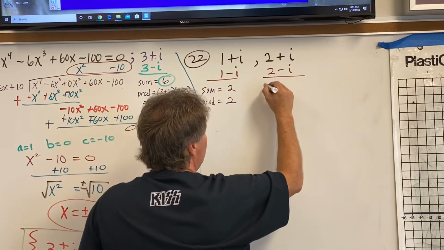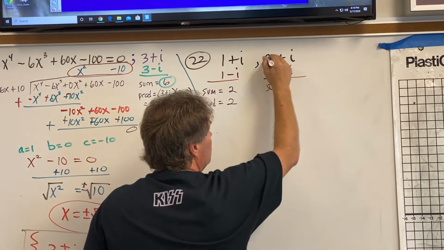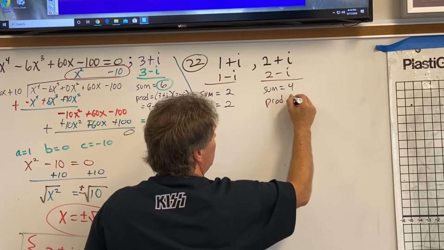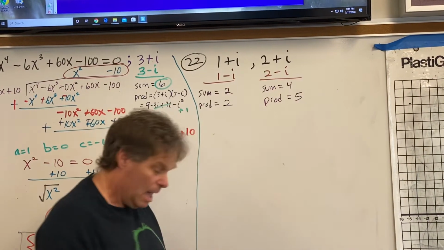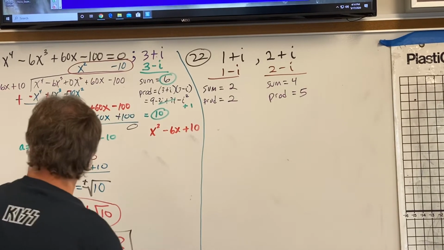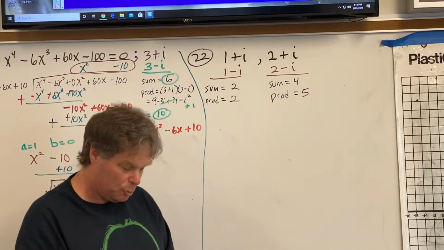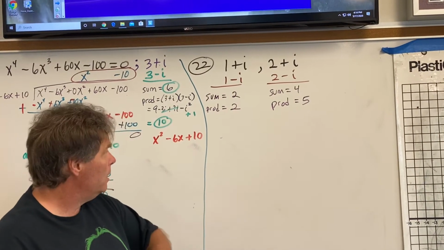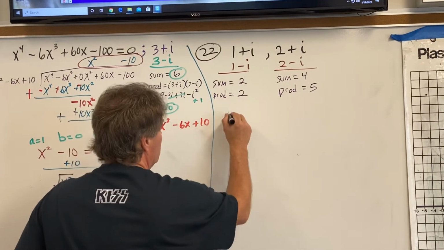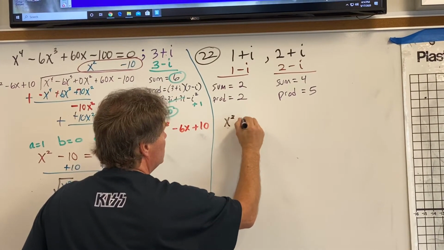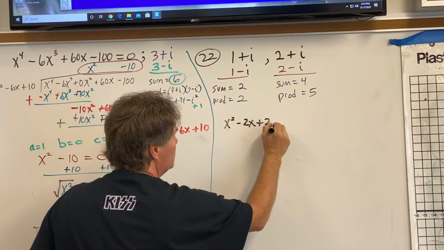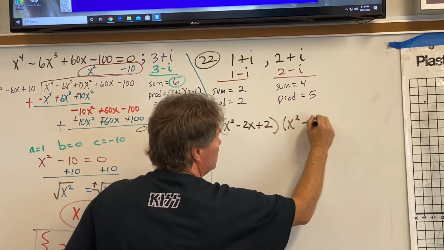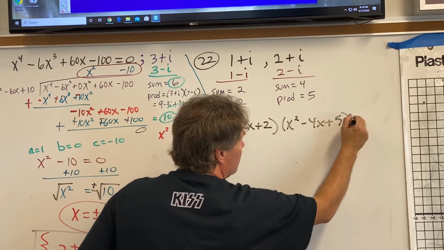Then how about here? Well, their sum is going to be 2 and 2 is 4, because these cancel. The product there turns out to be 5, okay? I'm just telling you, I've showed you how to work these out. You have to FOIL them out to get the product. That's what it turns out to be. So here's what the polynomials turn out to be. You're going to have x squared minus 2x plus 2 for this guy. You're going to have x squared minus 4x plus 5 for this guy.